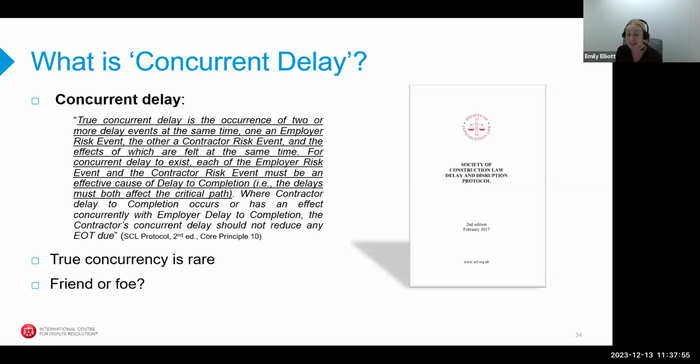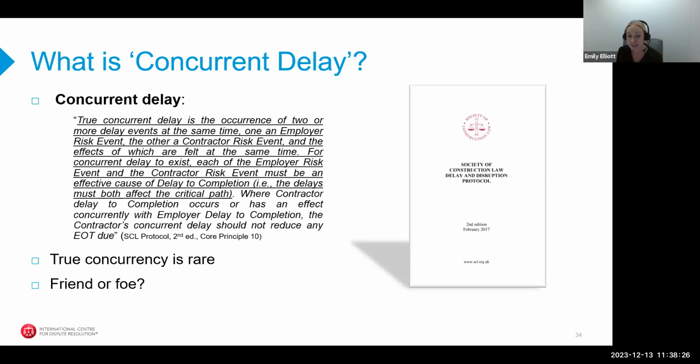Now, on a recent case that I worked on, I saw an employer adopt a rather novel definition of concurrency, which took into account any so-called parallel contractor delay, no matter how far off the critical path they were. Now, this was in fact rejected as it had no legal basis, but it was essentially a but-for argument where the employer seeks to argue that but for the employer's delay risk event, the time for completion would always have been extended by a contractor risk event.